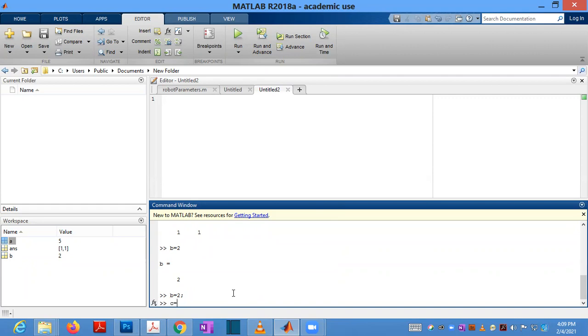Now c is equal to 3 semicolon. The workspace will be updated with c, but it won't show in the command window. Now D is equal to A plus B, you are typing. So D is updated, D is 7. It is showing in the workspace here, but it won't show here. If you want to display it in the command window, you can directly enter D, and D will be displayed. If you enter the semicolon, it won't display.